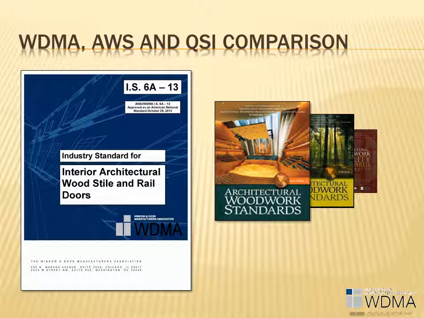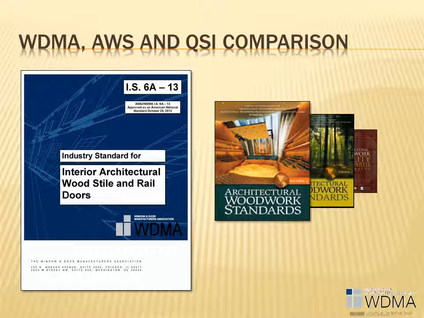Specifiers need to be aware that premium grade doors under the Architectural Woodwork Standards, WDMA, and QSI specifications have face veneer requirements that can significantly affect door cost. QSI premium doors require wider flitch width than WDMA and AWS premium doors. Premium doors under WDMA and AWS standard require higher veneer grade than custom doors.